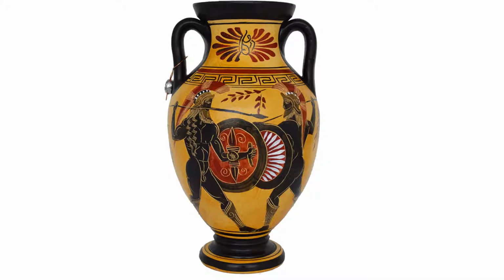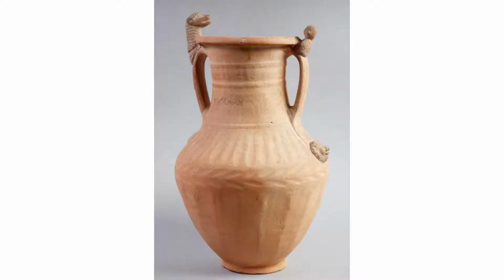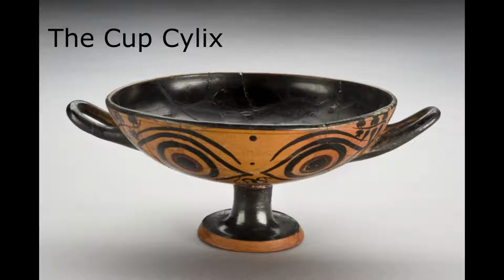During this era, vases for different purposes and vase paintings were created and used frequently. One of the most common vases was the amphora. This is the vase that has two handles and was used for wine, oil, etc. The cup kylix also came from this era and had two handles as well.